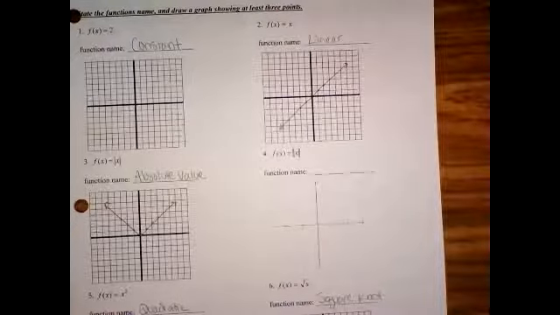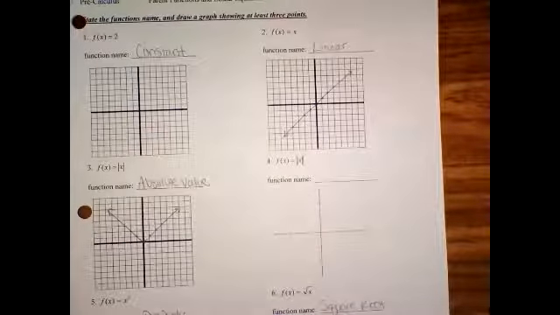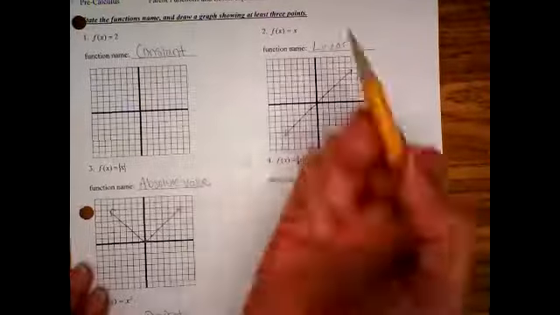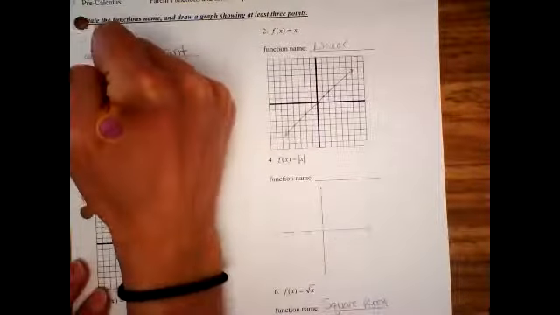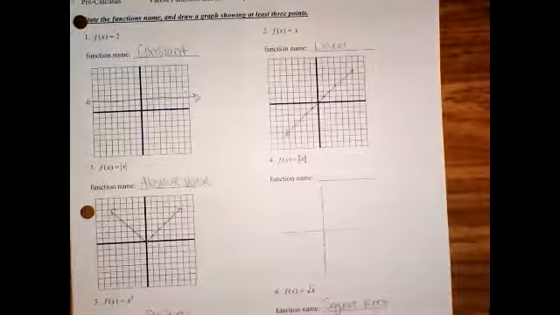All right, constant. Now I wrote f of x equals 2, but it could be f of x equals 7 or f of x equals negative 14. Like it's just a number without a variable. There's no x. Lack of a variable is constant. So since this one's 2, it's gonna be a horizontal line at 2. But again, it could have been any number I'd picked.